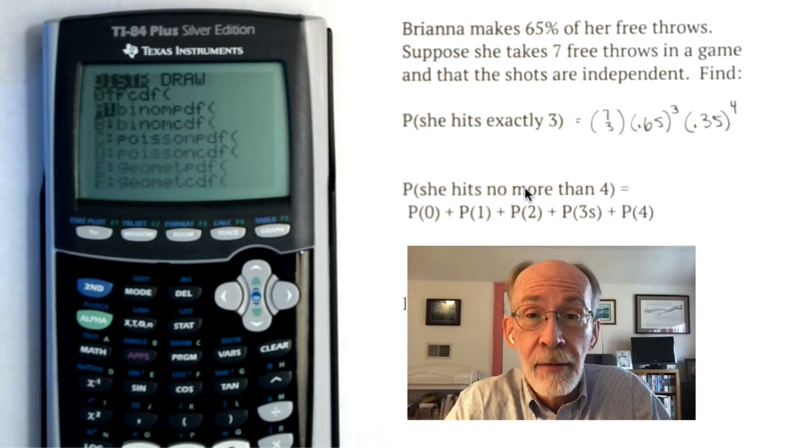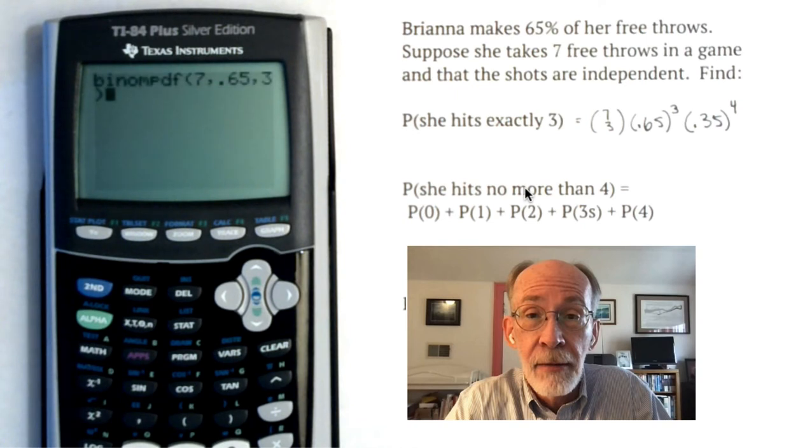So I'll hit that command, and you'll go to a dialog box. And it's very easy to use. It asks what the number of trials is, you say 7. It asks what's the probability of success on a trial, you say 0.65 in our case. It asks what's the x value, that's going to be 3, because we want the probability of 3 hits. And it will then paste this command into the home screen.